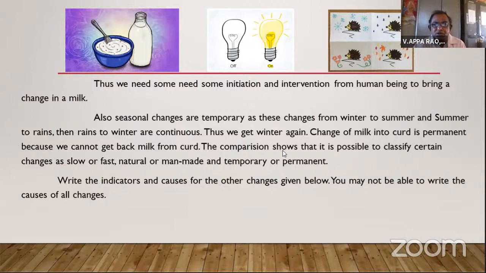The comparison shows that it is possible to classify certain changes as slow or fast, natural or man-made, and temporary or permanent. This is the electric bulb switch on and off. This is the change.